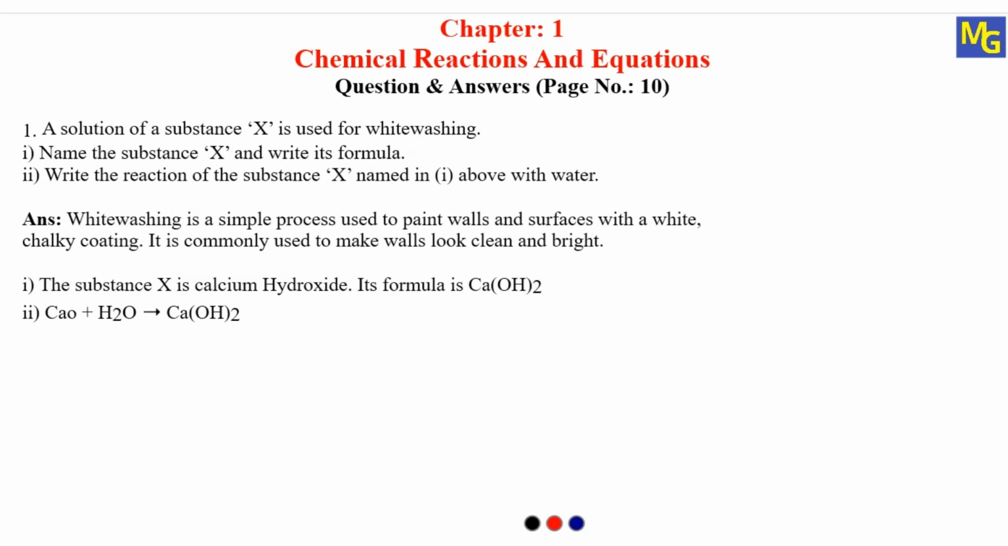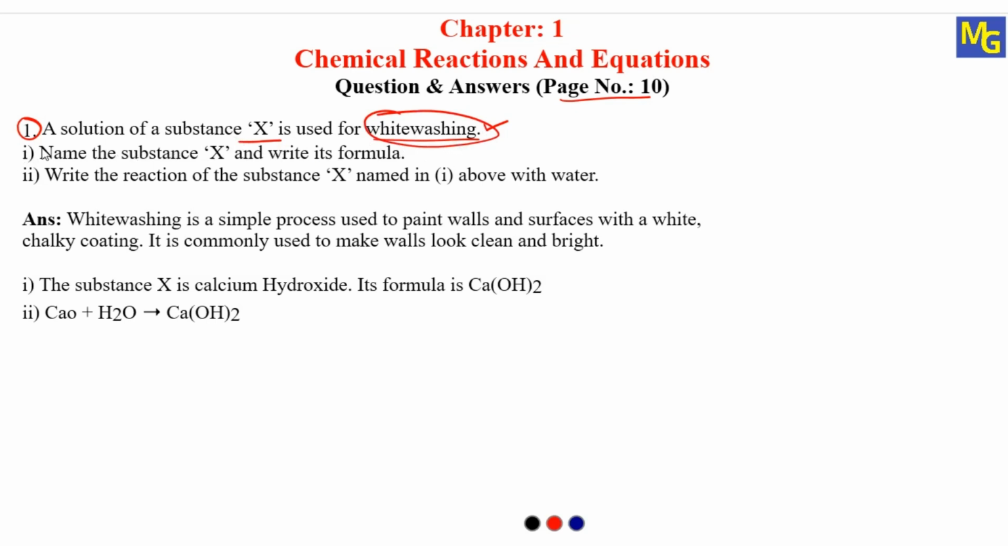So let's start with the first question. On this page, that is page number 10, we have two questions. So the first question is, a solution of a substance X is used for whitewashing. So it is the method which is used for homes. When new homes are constructed, whitewashing will be done. So the solution of a substance X is used for whitewashing.